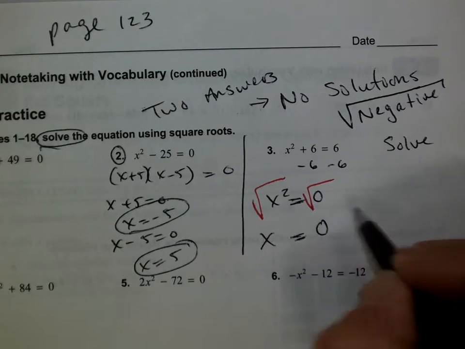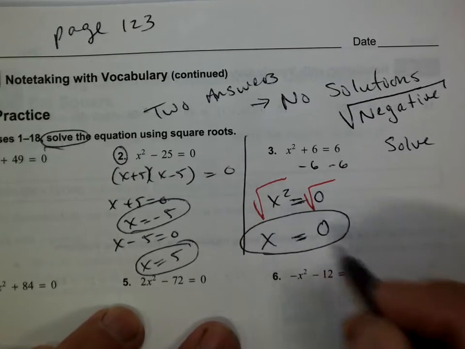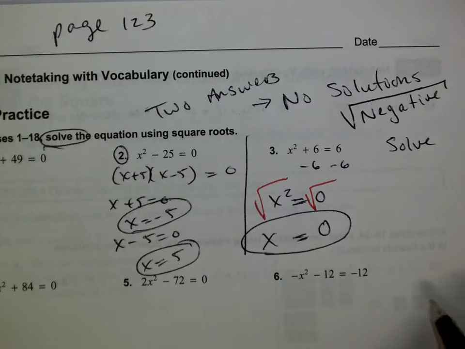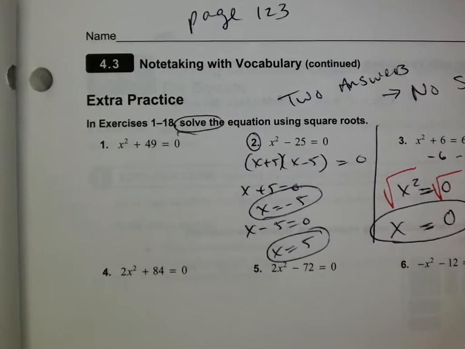We could say that there's two answers, but 0 happens twice. So we'll just say x equals 0. Yes, there are two answers, but it happens twice in the same spot. Okay, now let's shift back to question number 1.